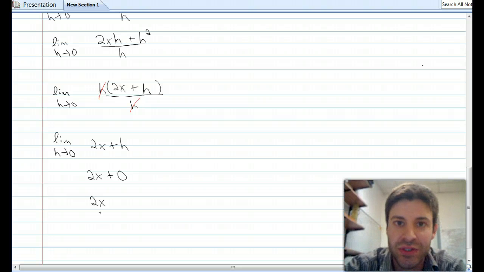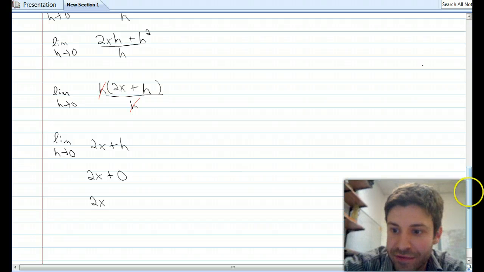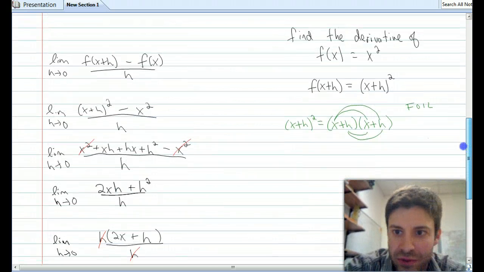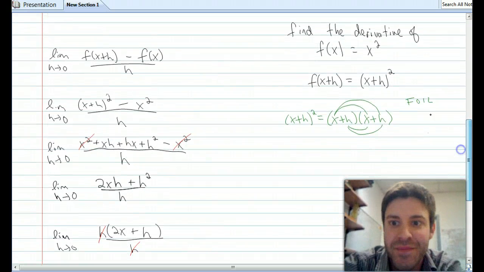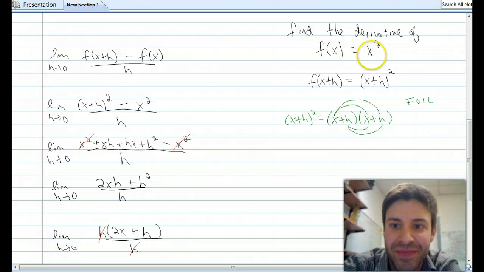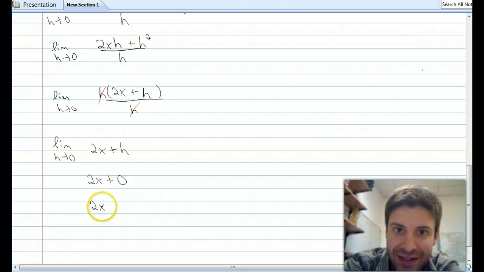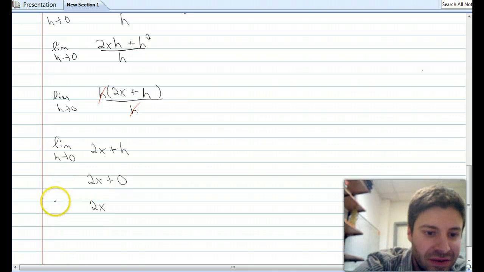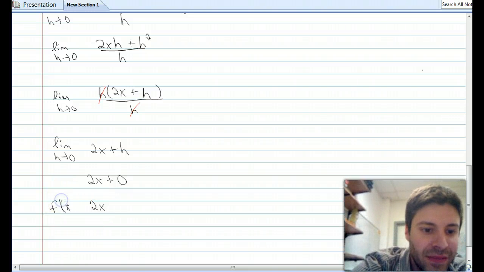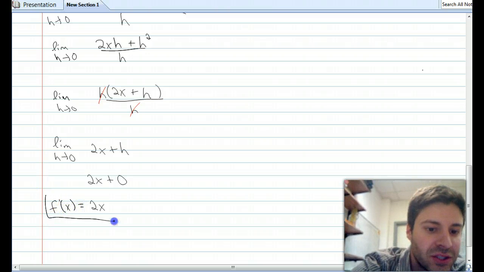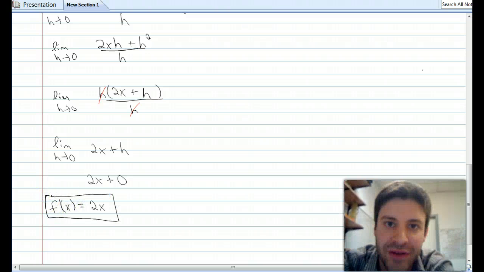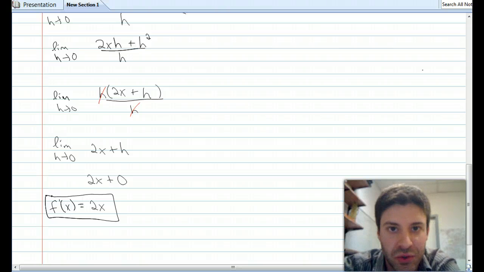So, to use our mathematical terminology, the derivative of the function that we started with, oh geez, what was it? X squared. We started with x squared. The derivative of that function is 2x. And if you want to use the fancy notation, that looks like f prime of x equals 2x. That means the derivative of f is 2x.